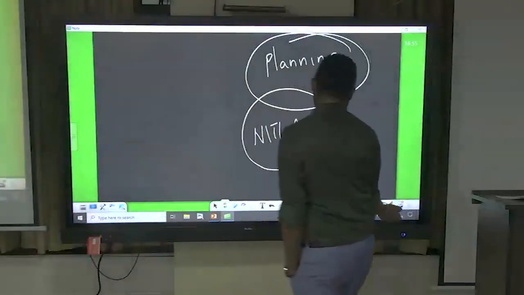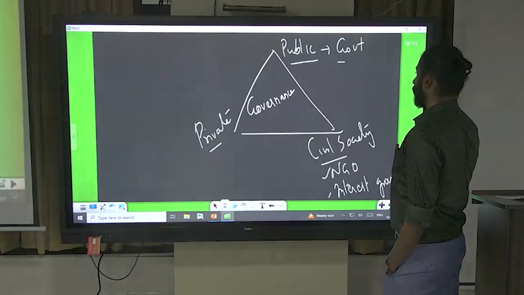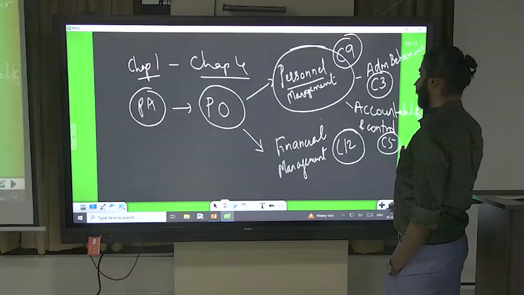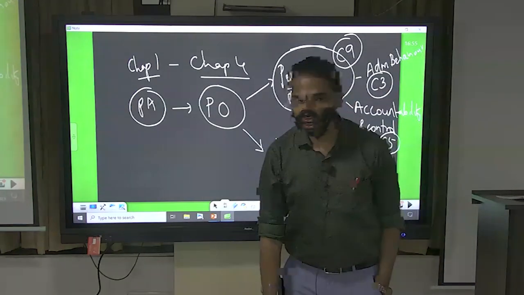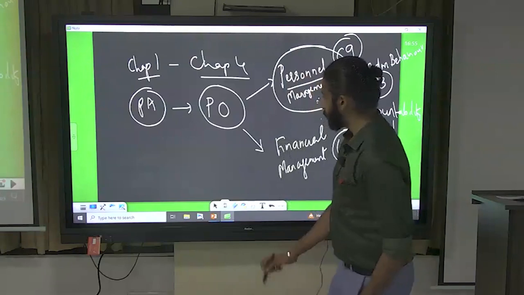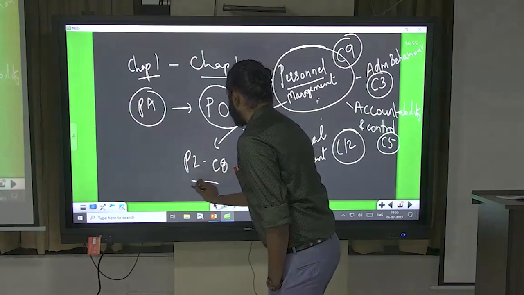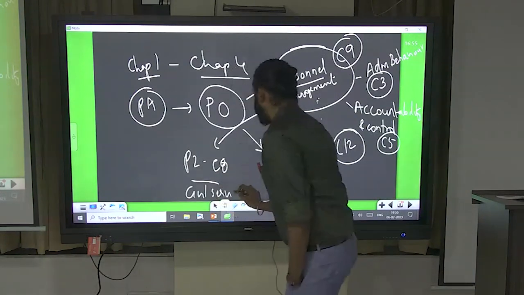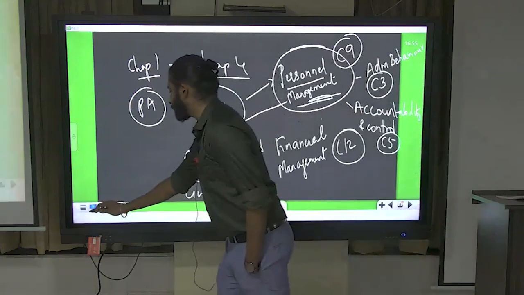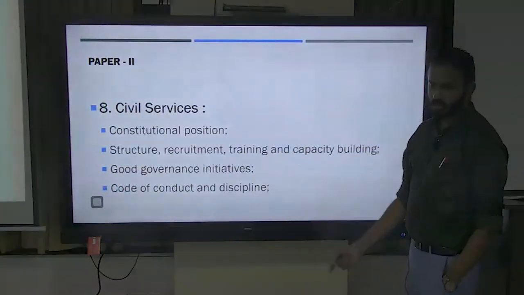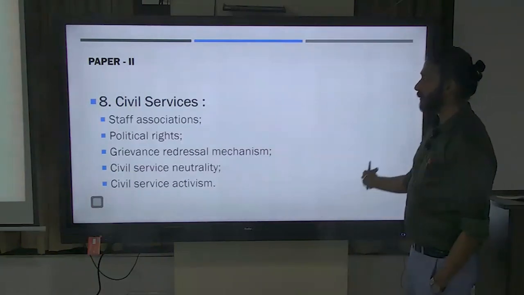This we will discuss with, see, Paper 1, there was one chapter called Personal Administration. Personal administration in India is called civil services. So this Paper 2, Chapter 8, which is called civil services, is nothing but personal administration in India. So what is the constitutional position, recruitment, how does it happen, code of conduct, good governance, all these things we will discuss in Chapter 8.